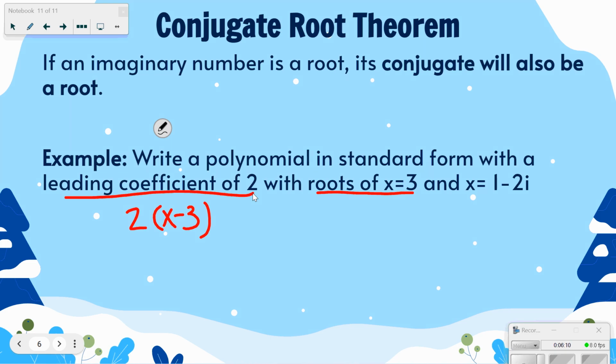That's one imaginary solution, but it has to come in pairs. So what's the pair that goes with 1 minus 2i? 1 plus 2i, that is its conjugate. So here's where we are going to build off and make things harder.